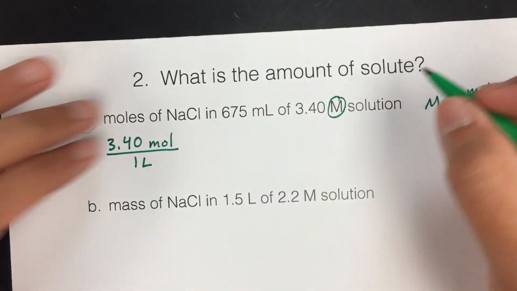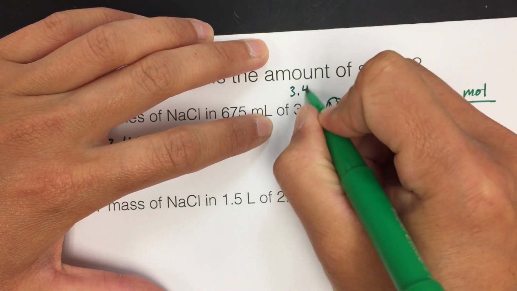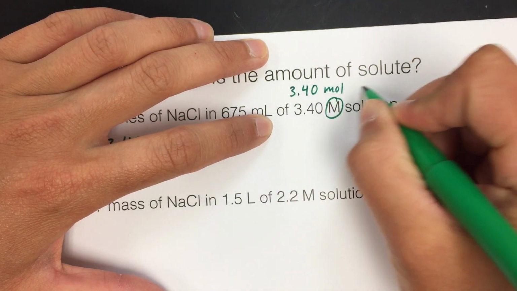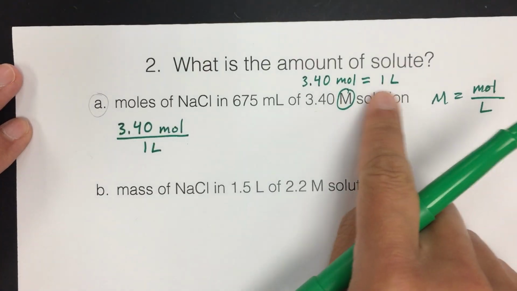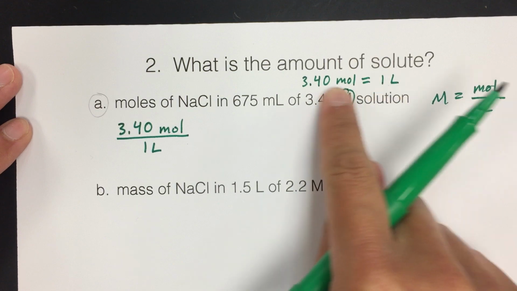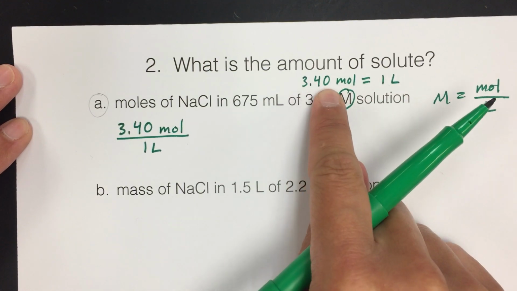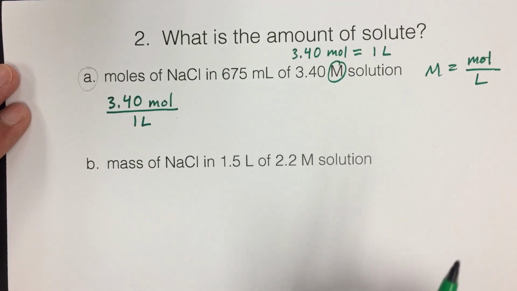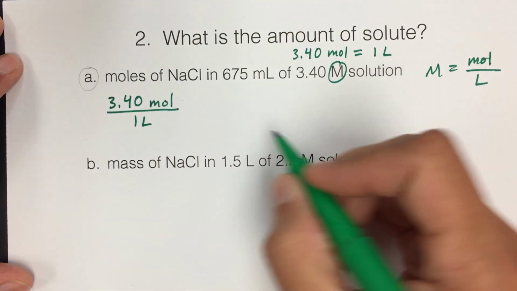What this says, this 3.40 molar, it means that there are 3.40 moles are equal to 1 liter of solution. So you can use that just like in our math unit. You can use that either way. You can put this on top and this on the bottom, or you can put this on top and this on the bottom. But for this type of problem, we want to have it this way because we want the amount as our final answer.